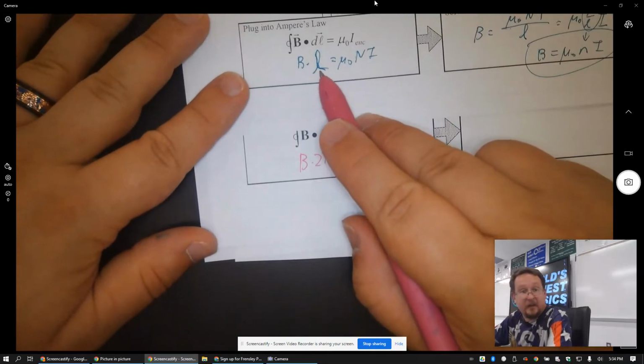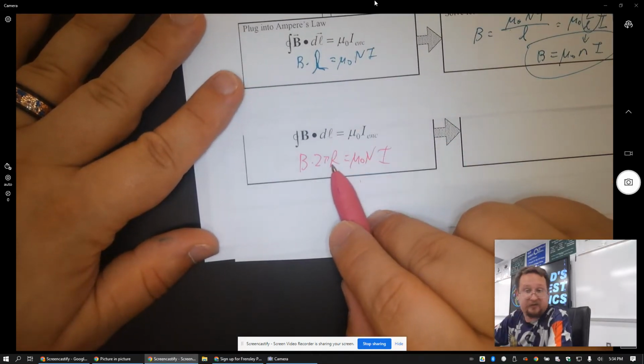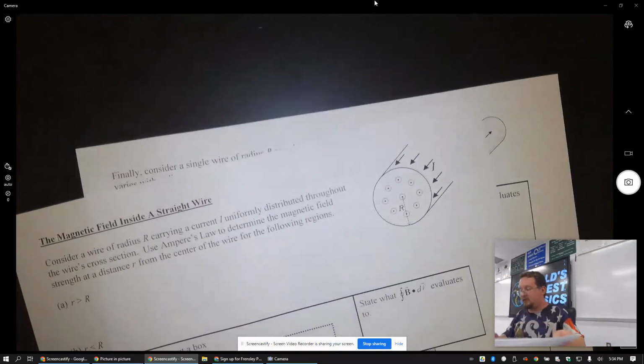It's just that, is it the length of the solenoid, or is it the length of the solenoid around a circumference? So it's the same thing.